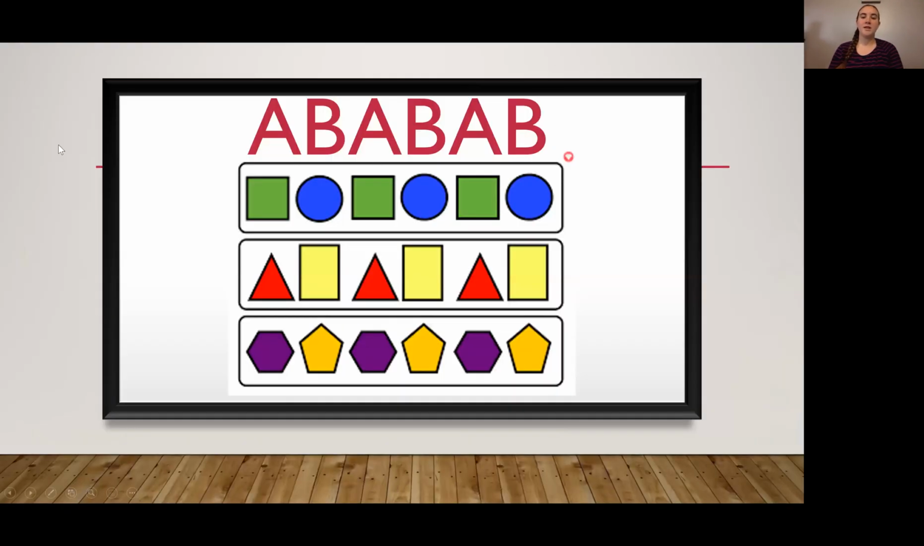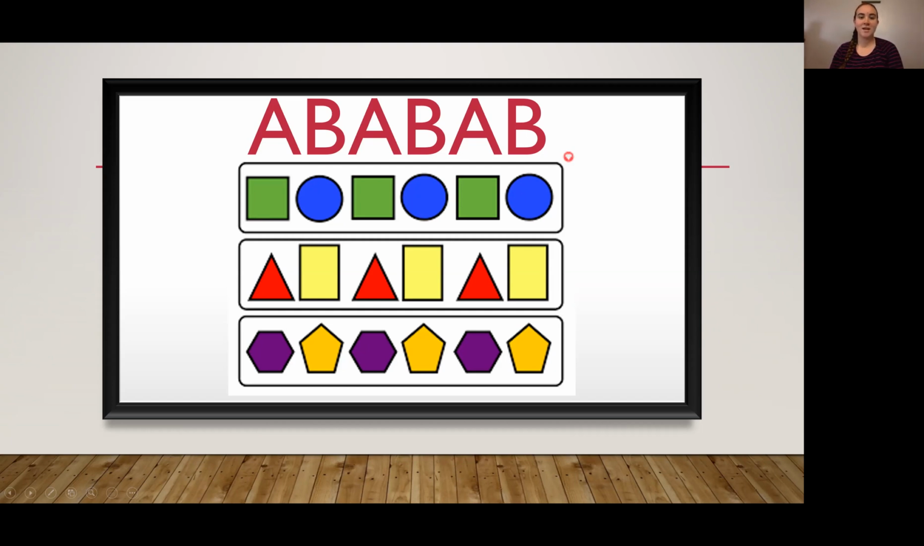We're going to look at this pattern. So if you guys see my mouse on here, the little triangle, I'm going to point to what we're talking about. So on this first row, we have a green square, then a blue circle, another green square, another blue circle, a green square, and a blue circle. The green square and the blue circle repeat one after the other. This pattern is called an A-B pattern. The green square represents the letter A, and the blue circle represents the letter B. So it goes A, B, A, B, A, B.